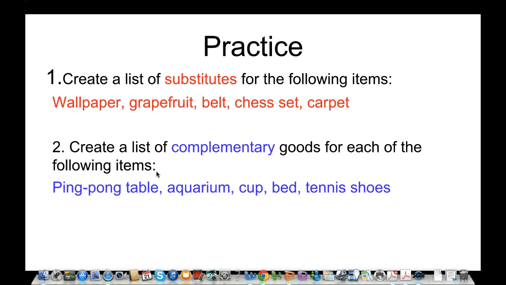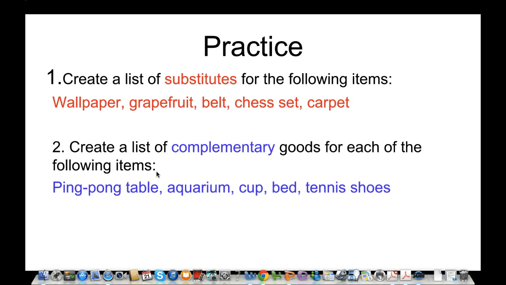So in other words, things that you could, in a sense, easily switch out for one thing or another. As for complementary goods, you want to be thinking about things that would go with the particular item, so related. So for a ping pong table, you could have said things like paddles or ping pong balls. For an aquarium, you could have said fish, rocks, fish food.